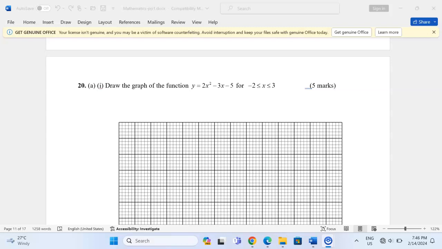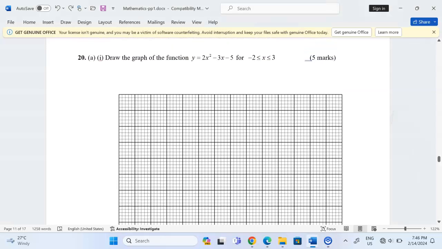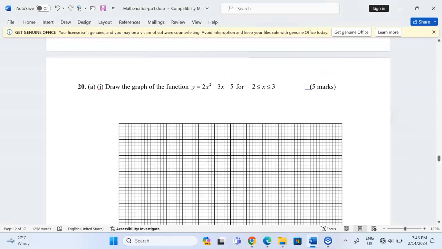We're going to draw graphs of quadratic functions. In number 20, part 1, we are told to draw the graph of the function y equals 2x squared minus 3x minus 5 for x ranging between -2 and +3. We have the grid provided here. Remember, we are given 5 marks.